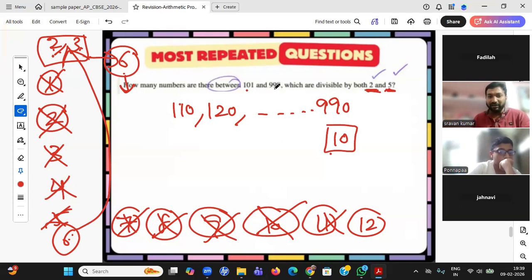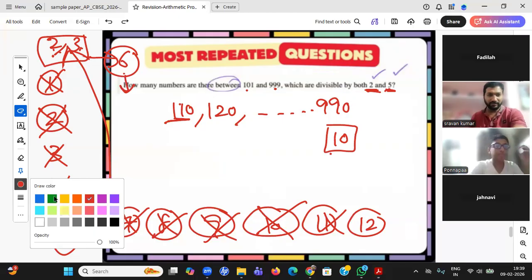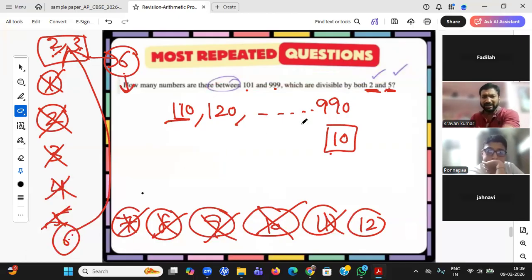You see, between 101 and 999, the first number that is divisible by 10 is 110. You cross-check: is it divisible by 2, Ponnappa? Yes, sir. Is it divisible by 5? Yes, sir. Okay. Understood, Ponnappa? Yes, sir, I understood. Thank you. Okay, so the student is asking for n.